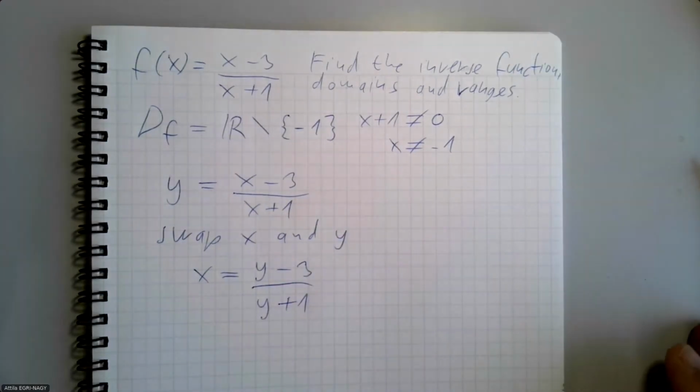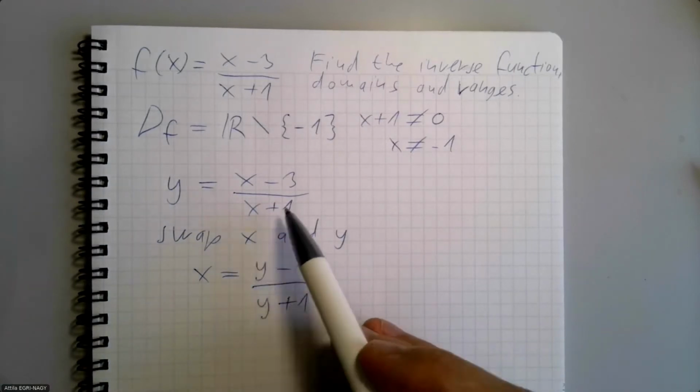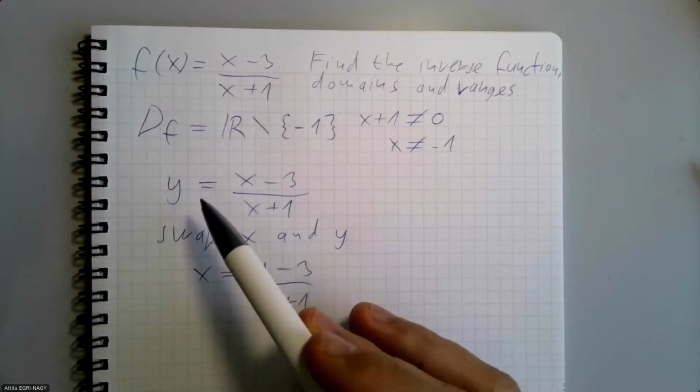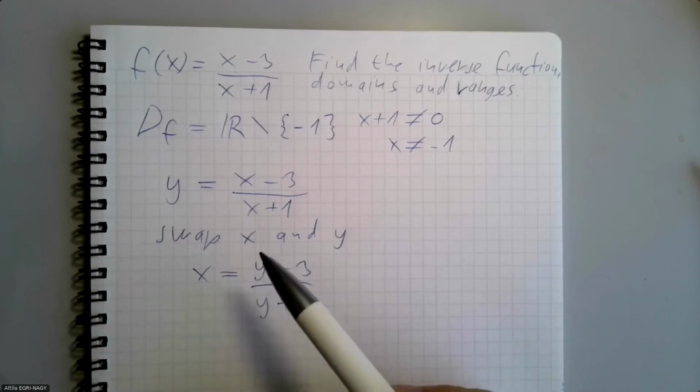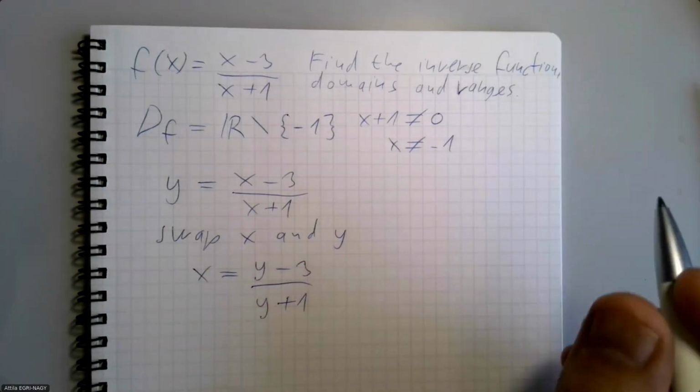So why did we do it this way? Well, because we got used to the idea that y is the function of x. That would be no problem. You could just go like this and express x as a function of y, but this is nicer. It's less likely that we make mistakes.